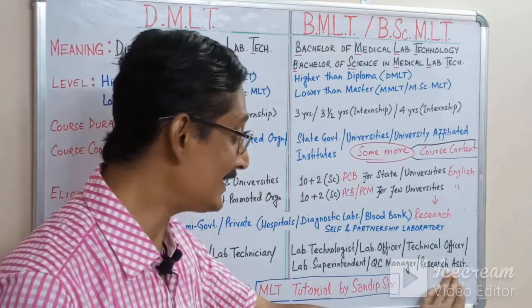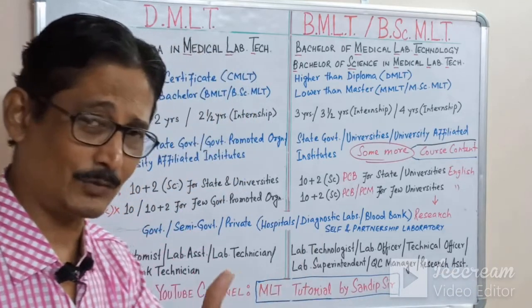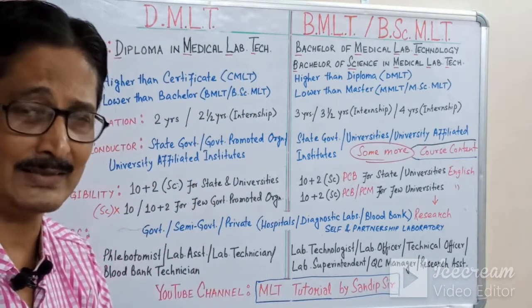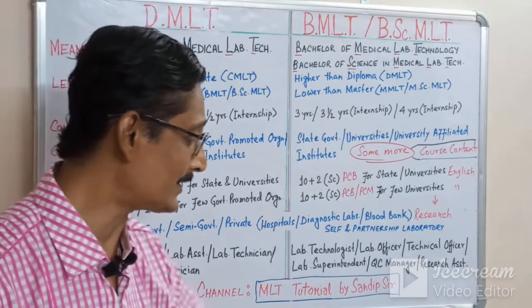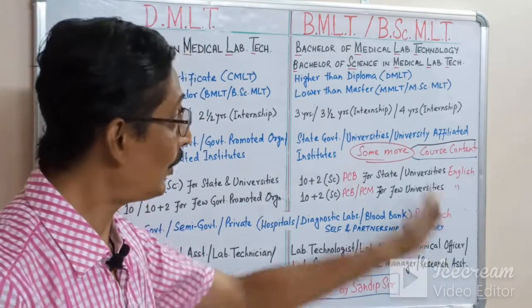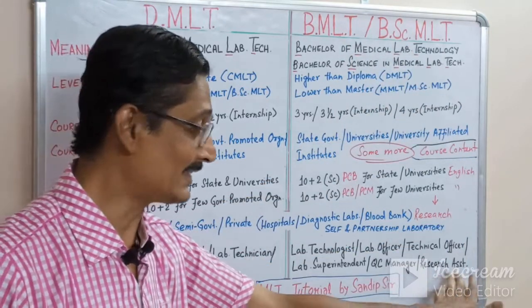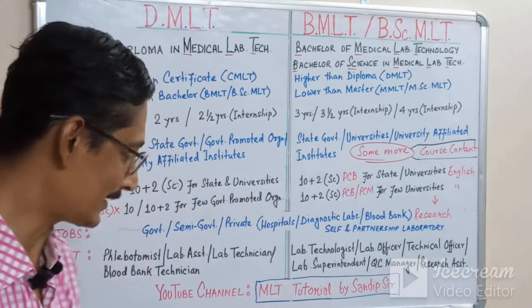And of course research assistants, for example where the corona vaccine is under research progress. Apart from that, there are virologists and scientists, and BSc MLT and BMLT pass students are there too, because they assist in the research work.